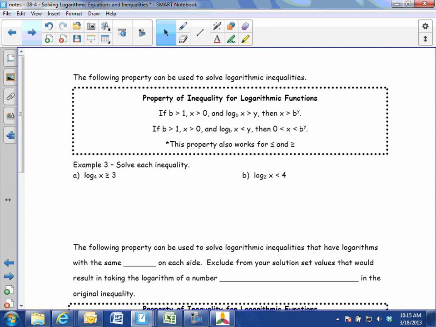Alright, on the back. So the polynomial can be used to solve logarithmic inequalities. Basically, we're going to do the same exact thing, except we have an inequality, so we'll have a greater than, or less than, or equal to sign. However, if our base is greater than 1, that means x has to be greater than 1.